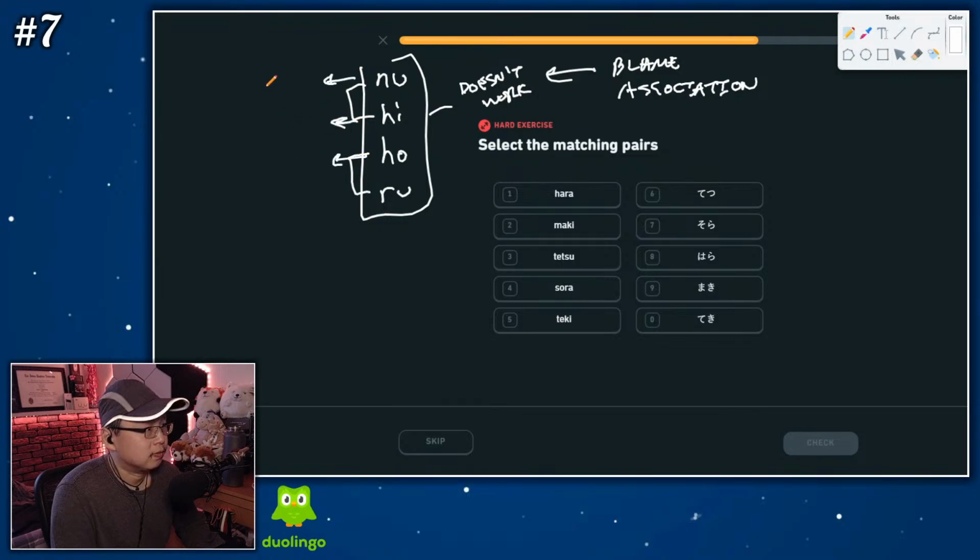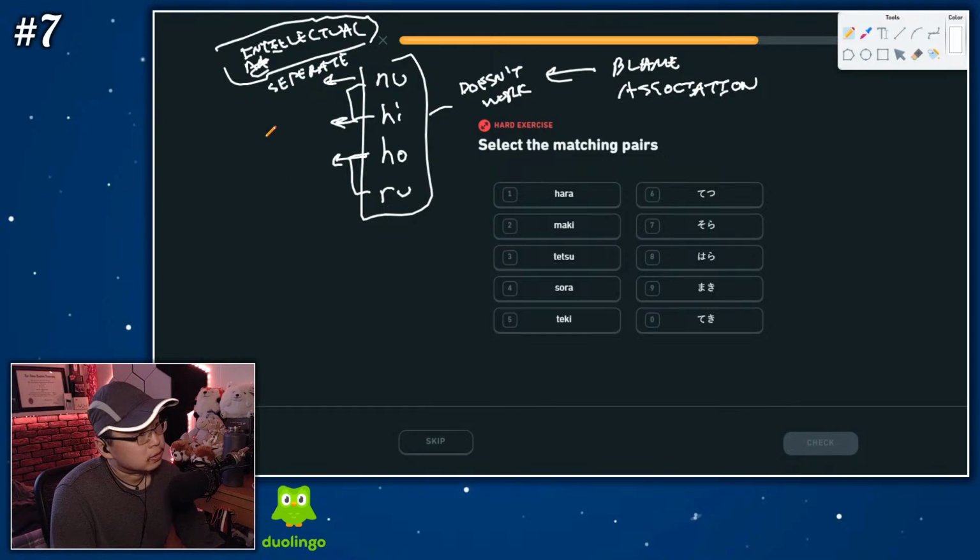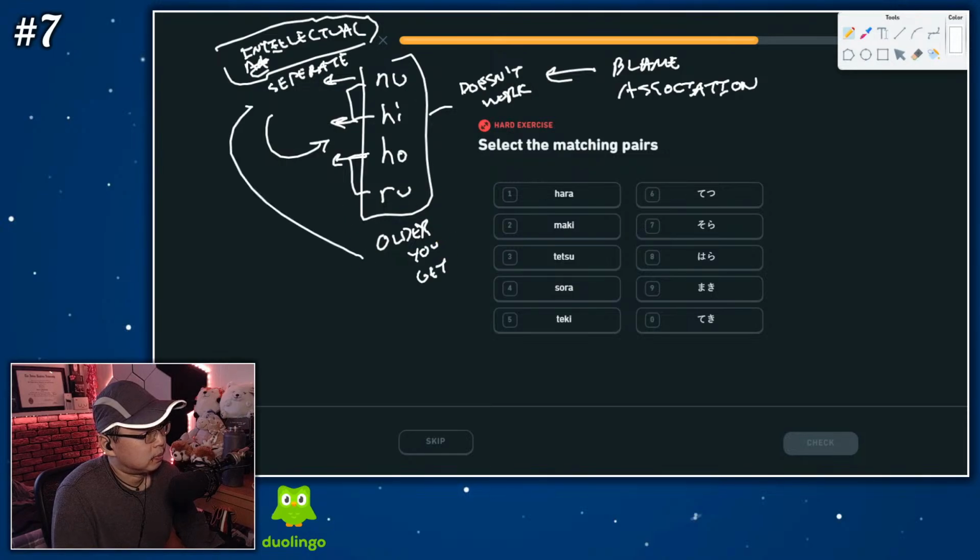So what happens is you have to intellectually separate them. And this is largely the technique that most people use, intellectually separating them. And I don't learn this way. This is not how I learn. In fact, I actually argue that this type of technique, the older you get, the more techniques you have in separating them naturally. So you gain a lot of experience in separating things as you grow older.